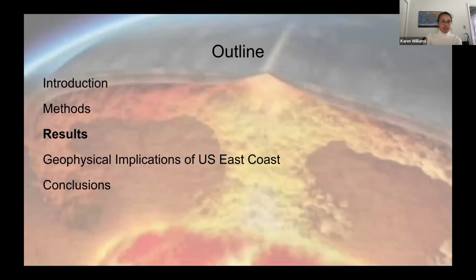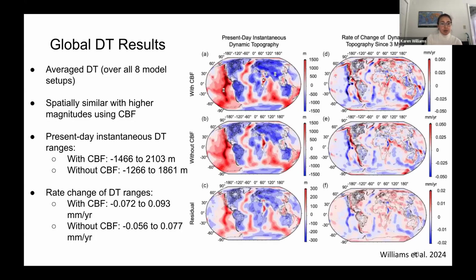Moving on to our results. Here we are looking at the total global average across all 8 model setups for present day instantaneous dynamic topography and rate of change of dynamic topography since 3 million years ago with the CBF, without the CBF, and then those residuals. The average rate of change of dynamic topography since 3 million years ago is computed by subtracting instantaneous dynamic topography estimates at present day from estimates at 3 million years ago, and then dividing that result by 3 million. So in these figures, the blues represent subsidence and the reds represent uplift.